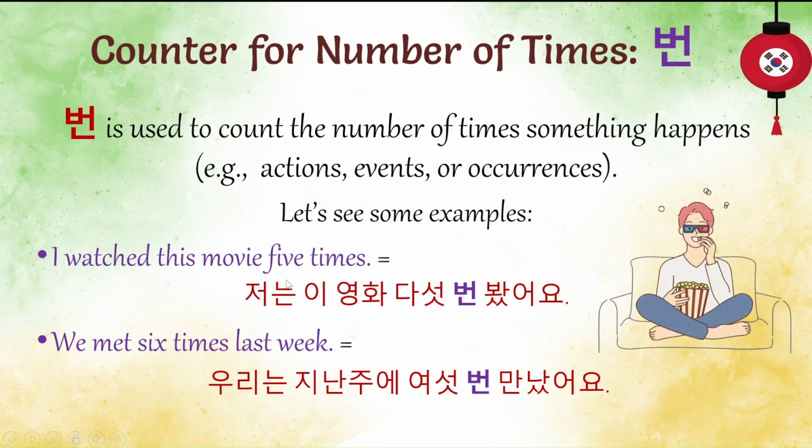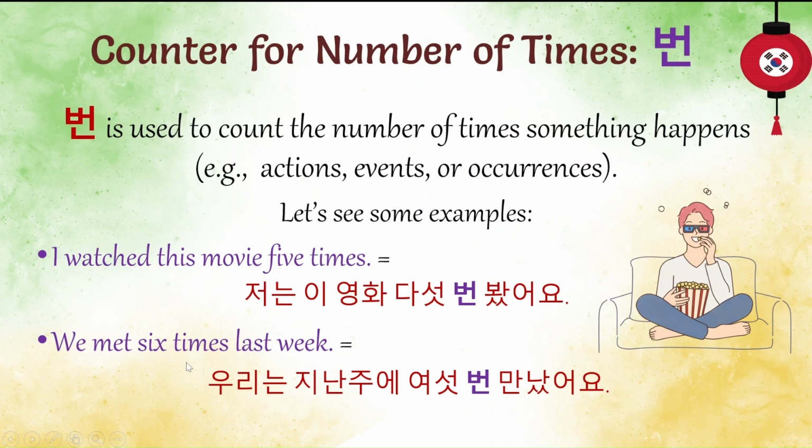I watched this movie 5 times. Here we have to indicate the number of times I have watched a particular movie. So in Korean it is 저는 이 영화 5번 봤어요. I is 저는, this movie, 이 영화. 5, 다섯. To watch, 보다, past tense, 봤어요. 5 times, 5번. Okay, so this is how it works. This counter is very important when you have to indicate the number of times something has happened or is happening. Alright, so movie 5 times, 영화 5번.